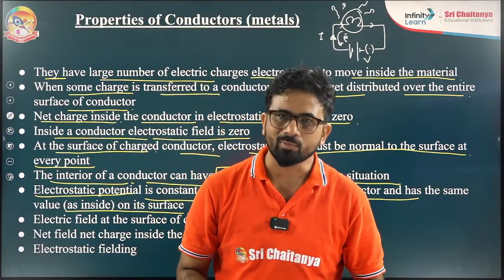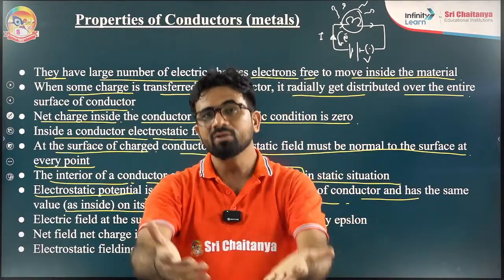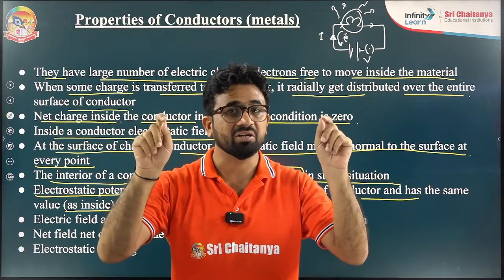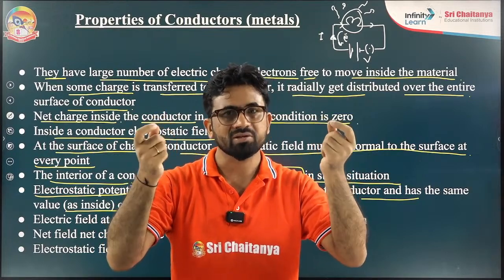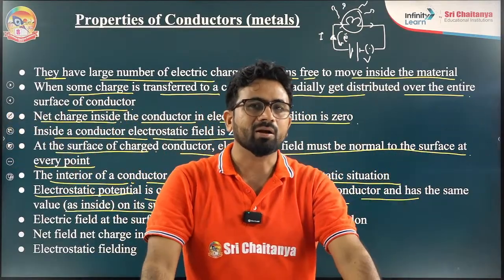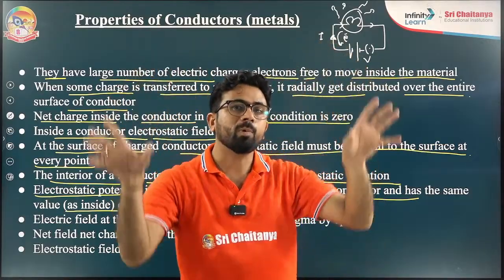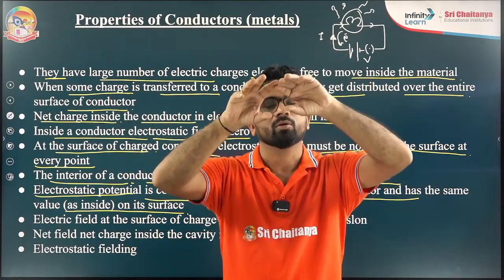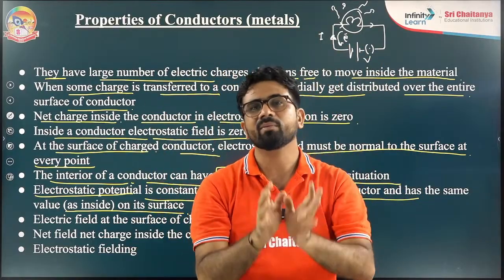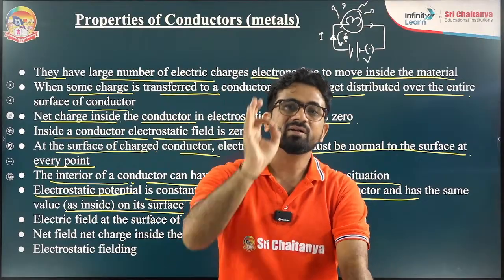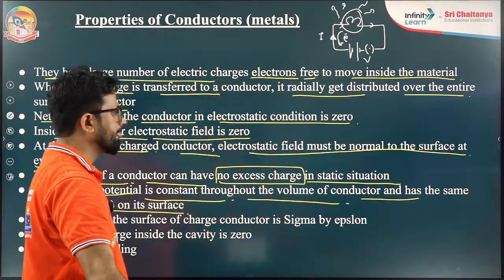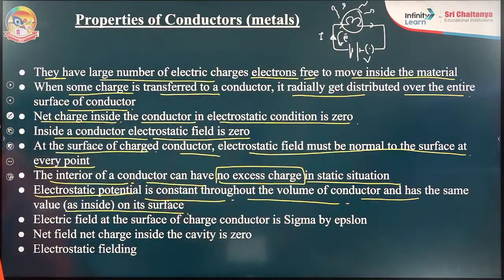If current is 0, the charge should not move. If charge should not move, that means the potential difference should be 0. Difference means between any 2 points there are 2 different potentials. If the potential difference is 0, both points have the same potential. So in an electrostatic situation, every point, inside or on the surface, in the conductor has the same potential. Now this line is clear.